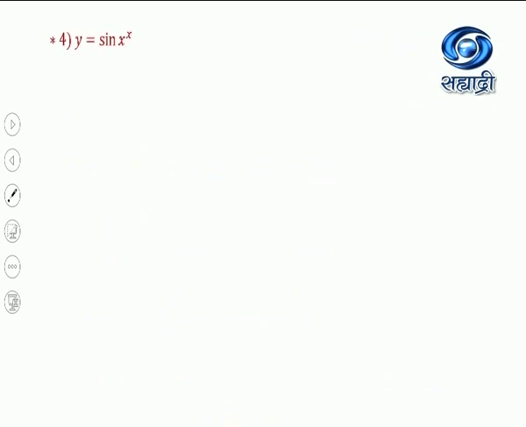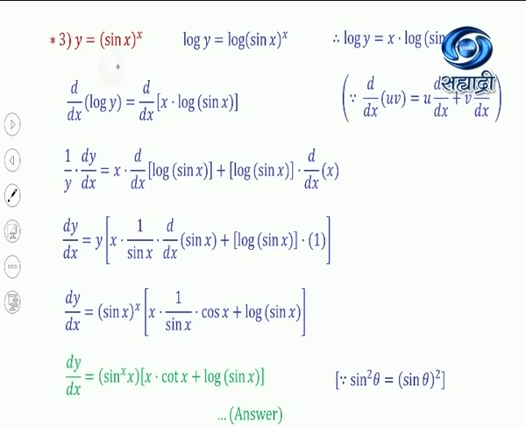Now we will continue with the next example. See here, this is y equal to sin of x raised to x. And in the previous example, what did we see? Sin of x raised to x. Now, what is the difference between these two? y equal to sin of x whole raised to x, and y equal to sin of x raised to x. In the previous example, we were given y equal to sin x the whole raised to x. Now this is the difference between these two examples.